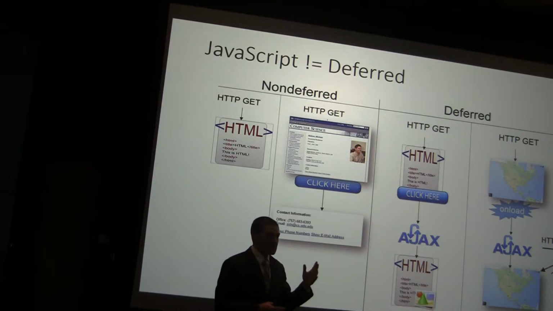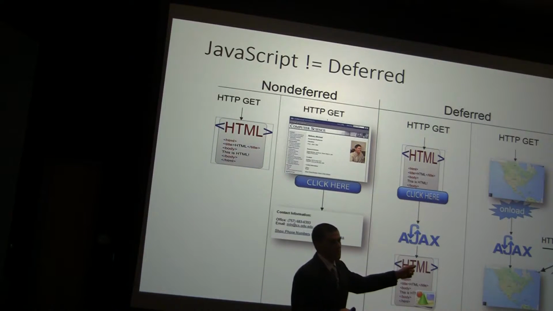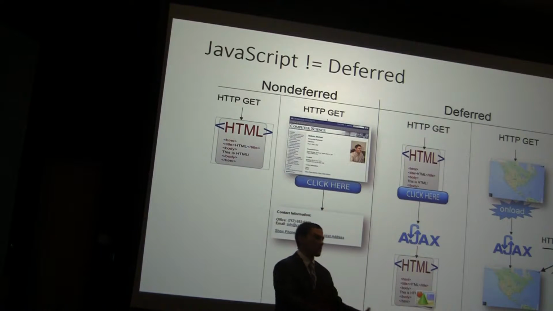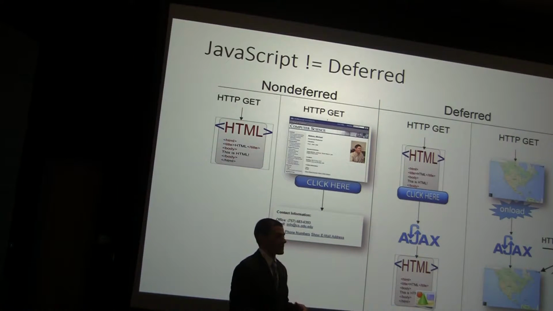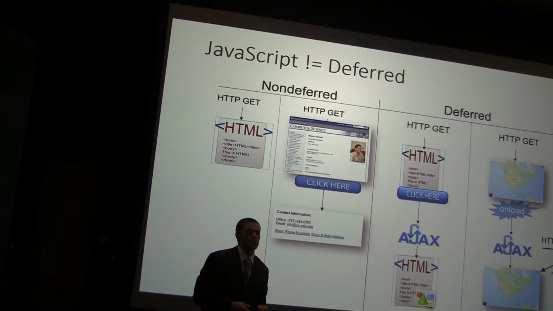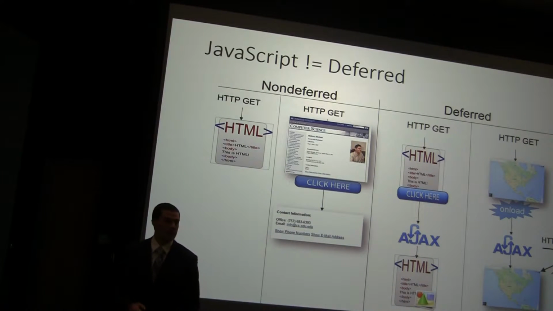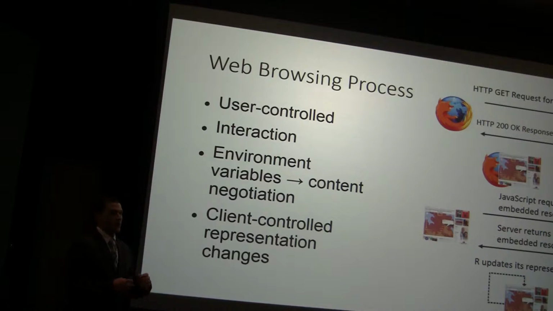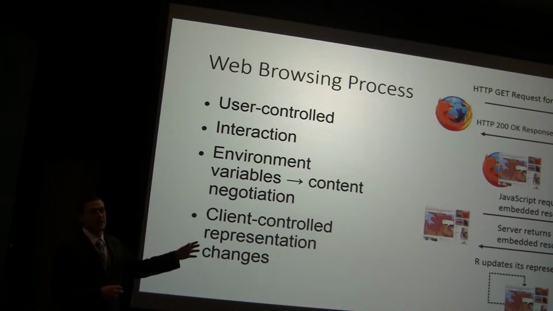However, Google Maps is deferred because it's relying upon JavaScript to reach out to a new server through additional HTTP GET requests and bring in those map tiles that are responsible for basically giving us the representation that we as humans expect. So now that we all understand how JavaScript works, it's useful for us to go revisit the entire web browsing process.